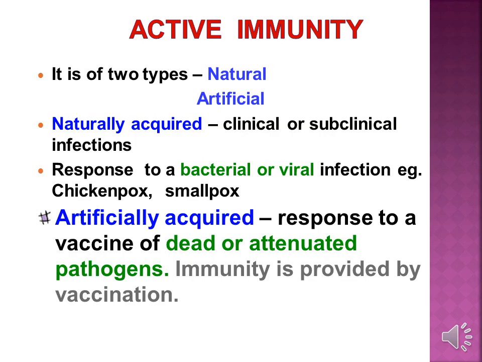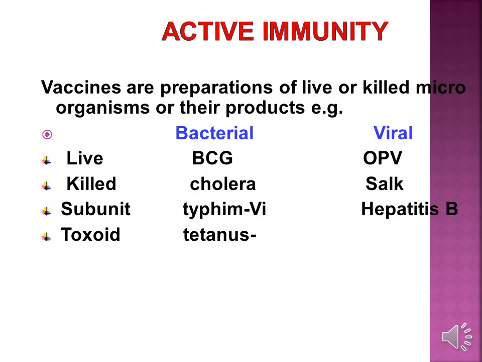Naturally acquired active immunity follows clinical or subclinical infections. We already saw the response to a bacterial or viral infection, for example chickenpox, smallpox. Artificially acquired active immunity is the response to a vaccine of dead or attenuated pathogens. Immunity is provided by vaccination.